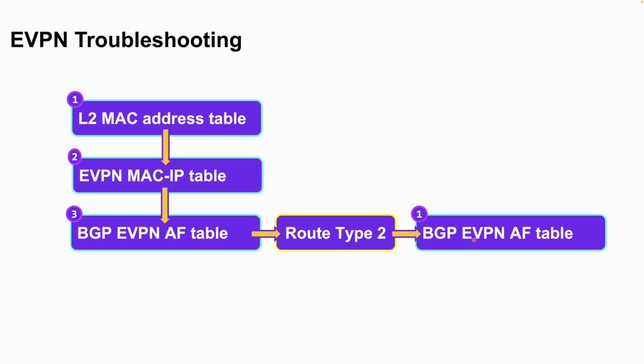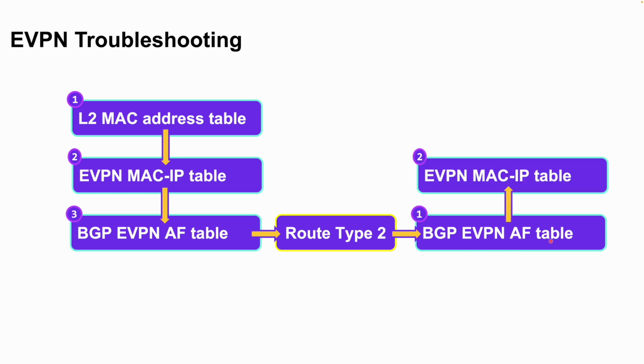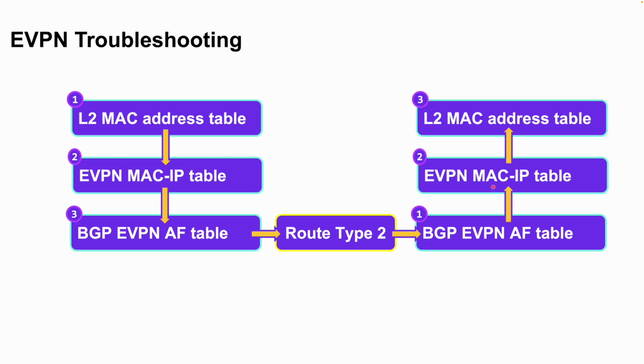Where does that go into? It goes into their BGP table, then to the EVPN table, and then finally you'll see it in the L2 MAC address table. So from CX1, when we've learned a MAC address there, it will go MAC table, EVPN table, BGP table, create a route type 2, which will be imported into the BGP table, the EVPN table, and then finally the L2 MAC address table. So this is for L2 switching with an L2 VNI.